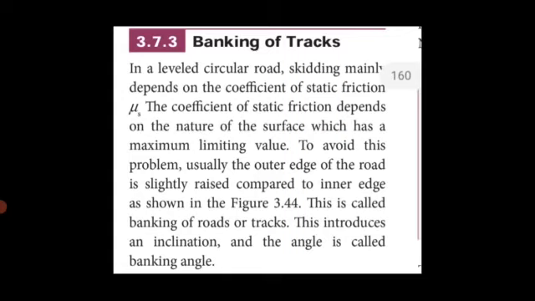This difference in the road edges is called banking of roads or banking of tracks. These two edges make an inclination, that is, an inclined angle, and that angle is called the banking angle. So, you know what banking of tracks is? The outer edge of the road is slightly raised compared to the inner edge. That is called banking of road or banking of tracks, and this introduces an angle, the banking angle. Now I will show you the picture.